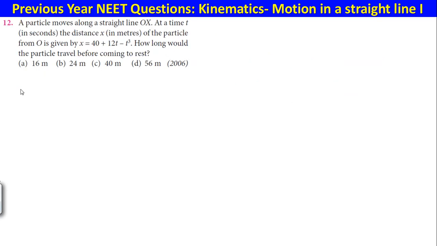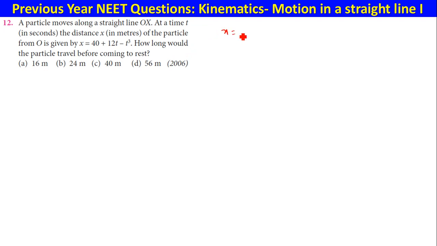Next. A particle moves along a straight line OX. At a time t, the distance x in meters of the particle from O is given by x is equal to 40 plus 12t minus t cube. How long would the particle travel before coming to rest? Okay, so now you need to find how long it will travel, how much distance it will travel. That's the question, isn't it?